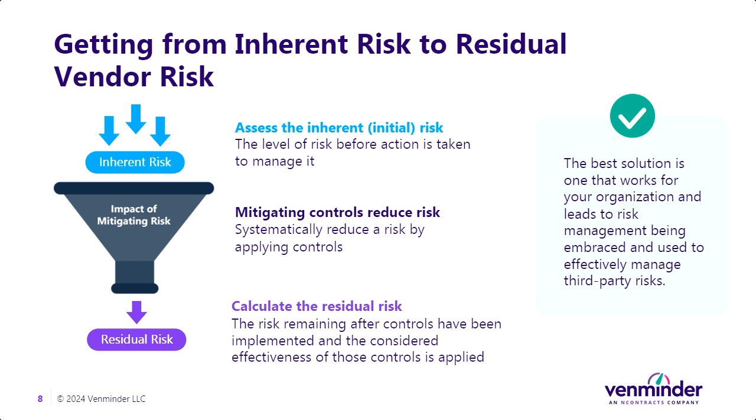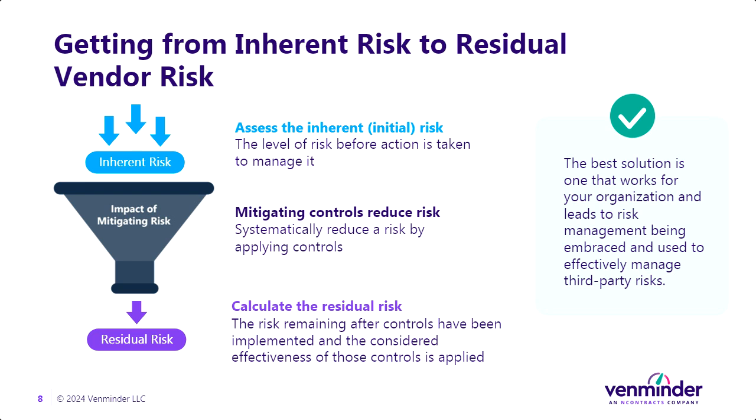So up to this point, we've conducted an inherent risk rating. Now we're going to talk about how we get from there to determining the residual vendor risk. So we first need to take a look at the inherent risk of the vendor, and that's the level of risk before any action is taken to manage it. In most cases, you're not going to just accept the risk at that point. You then take a look at the mitigating controls that are in place to reduce that risk.